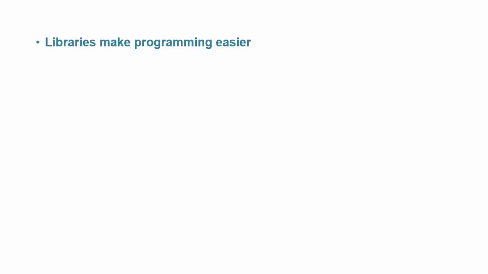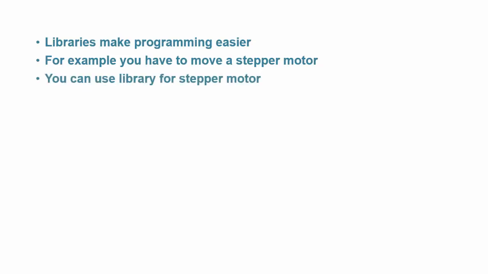For example, you could skip using libraries and code all the needed commands to move a stepper motor. But depending on the hardware used to control the stepper, you might have to write a lot of code to make the stepper motor move. So it is better to use a library for the stepper motor instead of reinventing the wheel.